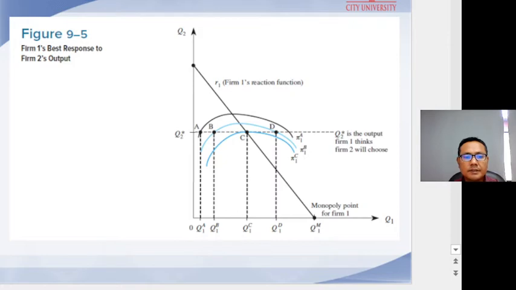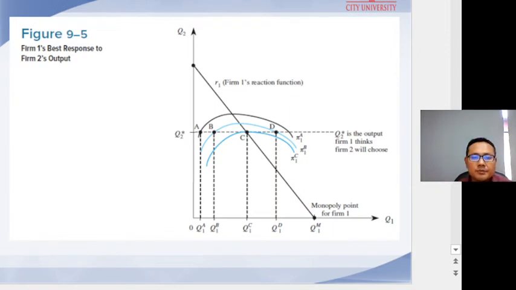So it is not profitable for firm 1 to increase beyond Q1C. It's beyond Q1C here. It's not profitable, even if firm 2 produces Q2 star.